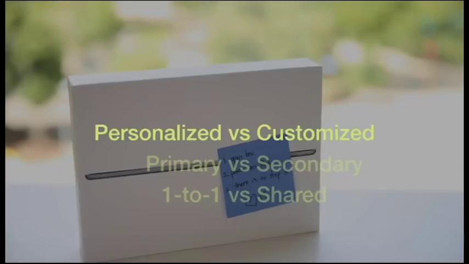So a one-to-one device, which is a primary device, is personalized. It's mine, it's yours, it's an individual experience. I might authenticate with my company credentials. A shared device, which is that secondary device, is customized. Instead, it has purpose built into it. It has a specific purpose and a specific task. It has a specific need.